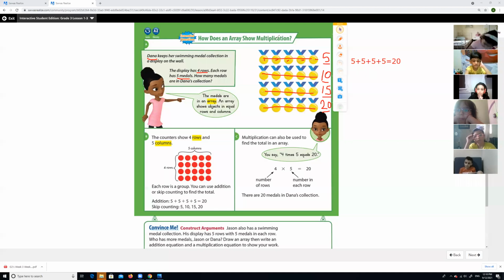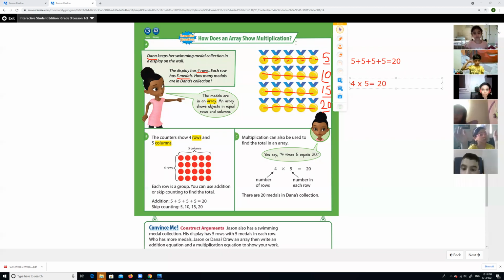Okay, Talia. Now, can you give me a multiplication equation? How can we write multiplication for an array? Number of rows times how many in each row. So what is the number of rows here? How many rows? 4. 4 rows. Excellent. 1, 2, 3, 4. I have 4 rows times how many in each row? 5. So 4 times 5 equals 20. 20. Excellent, Talia.